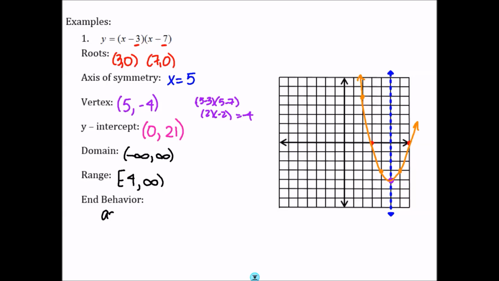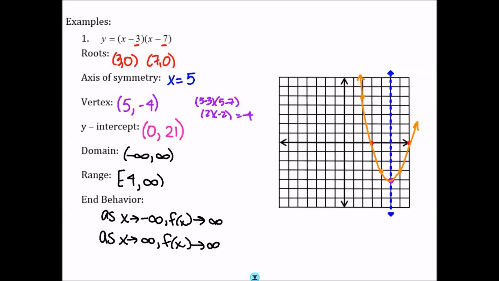And then our end behavior, remember, is always: as x approaches negative infinity, f of x approaches, and then we'll fill in the blank in a second. And as x approaches positive infinity, f of x approaches blank. So if we look at both ends of this quadratic, both arrows are pointing up, so both of these will be positive infinity.